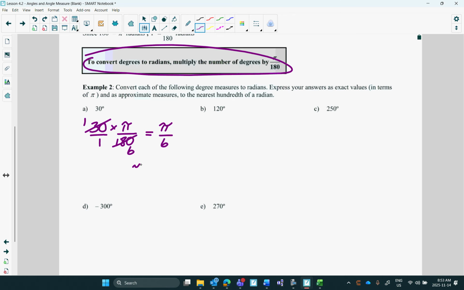As an approximate answer, you would just do pi divided by 6 on your calculator. And you would get approximately 0.52. So only about half a radian.